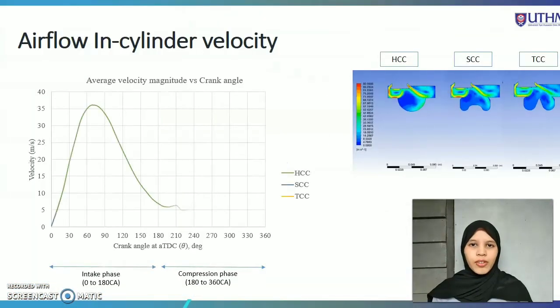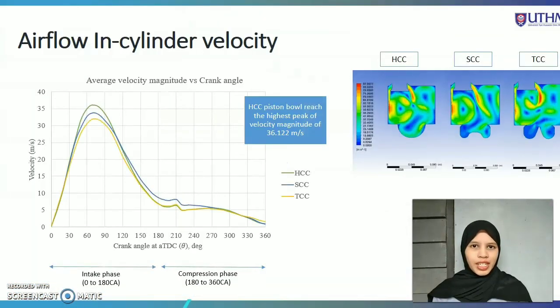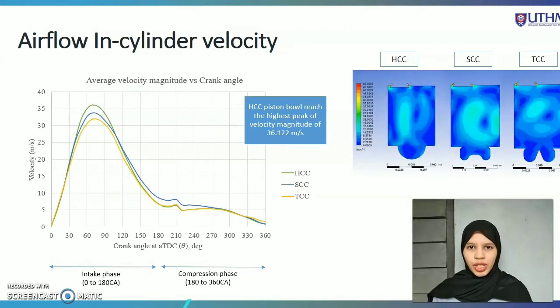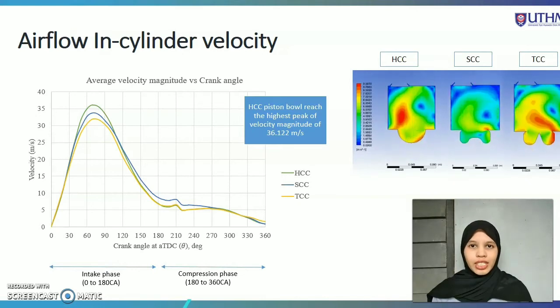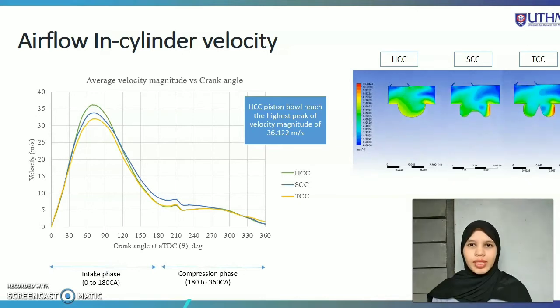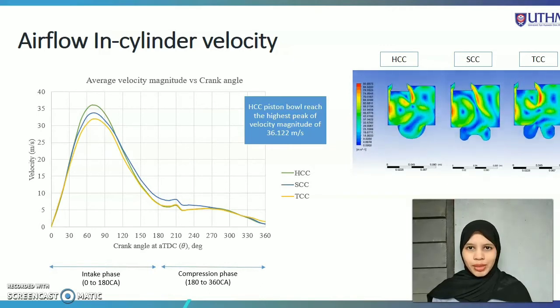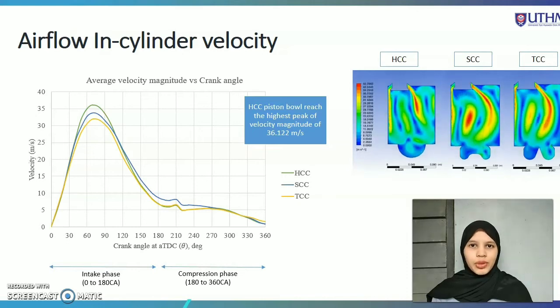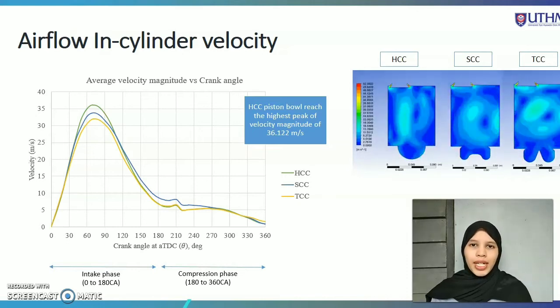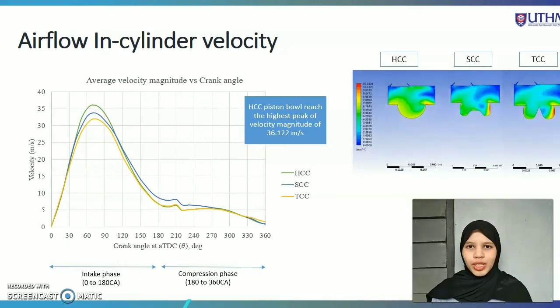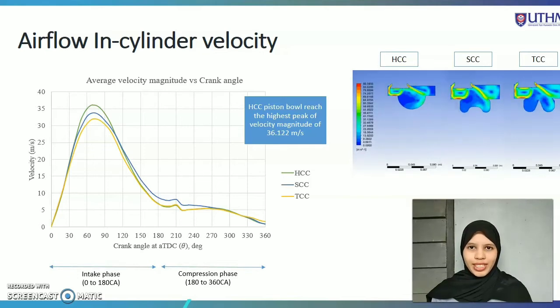A graph of average velocity magnitude versus crank angle is plotted based on the data collected throughout the simulations. Based on it, it is found that HCC developed the highest velocity magnitude of 36.12 meter per second compared to the other piston bowls. This peak occurred during the intake phase. By this finding, it is shown that the HCC piston bowl can develop high air velocity flow during the intake phase.